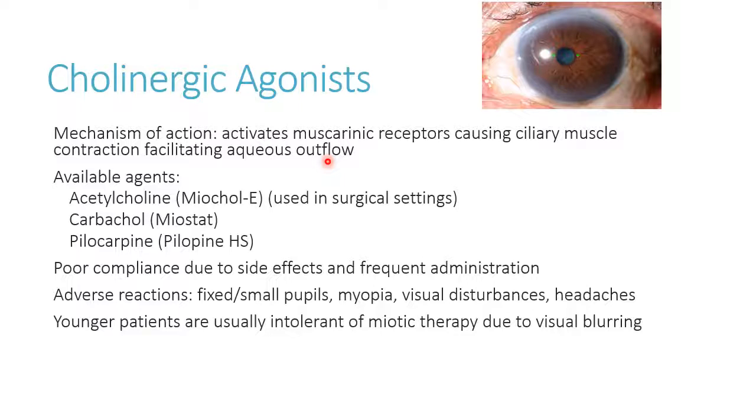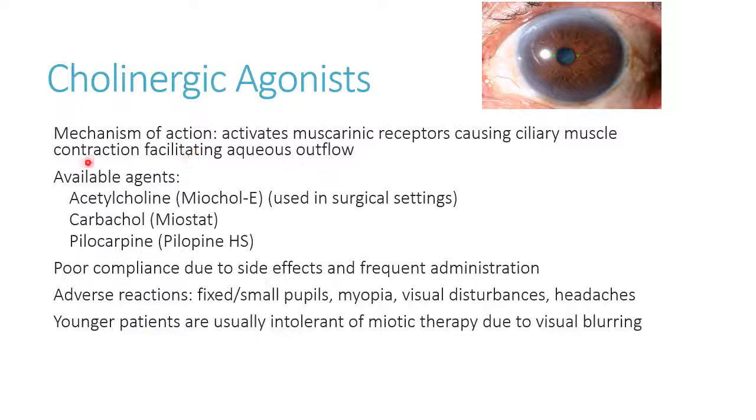Yeah, the vision's not going to be great, right? It's going to affect accommodation. It's going to be affecting the vision. So, especially with younger patients who maybe have full vision, this is not going to be good for them. This may be someone who's maybe more progressive and maybe they already have some visual impairment. This may be a better option, but typically this is going to be kind of a third, fourth line sort of agent to add on after prostaglandins and beta blockers, etc.